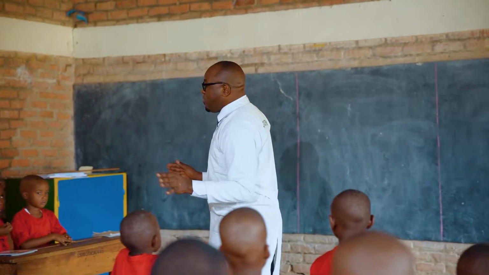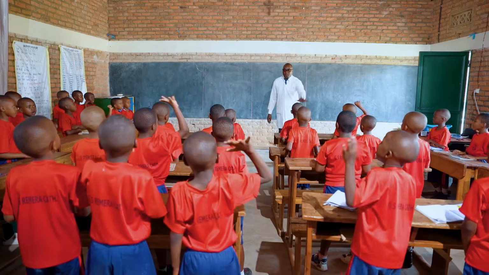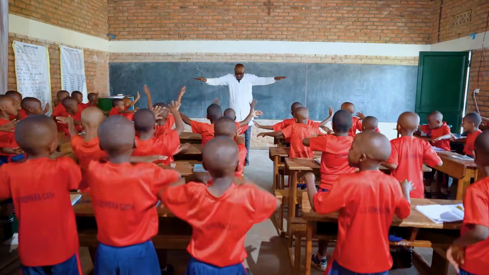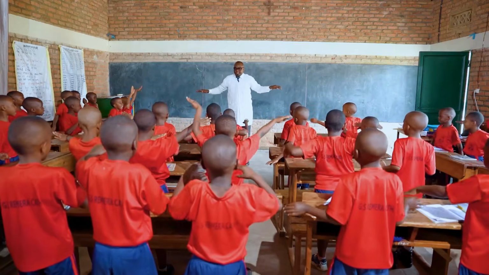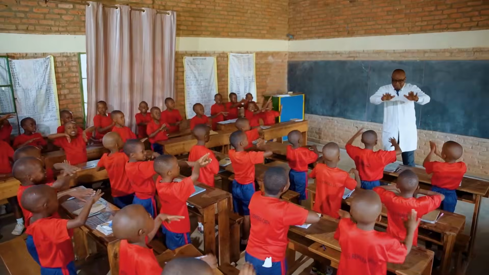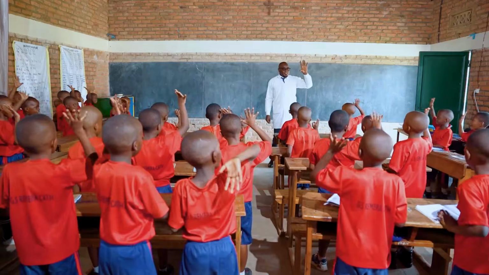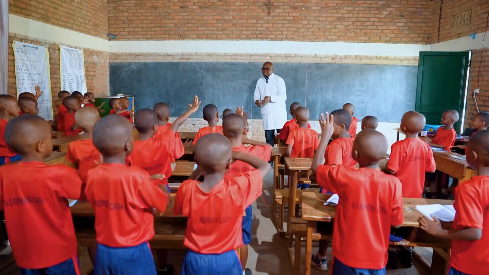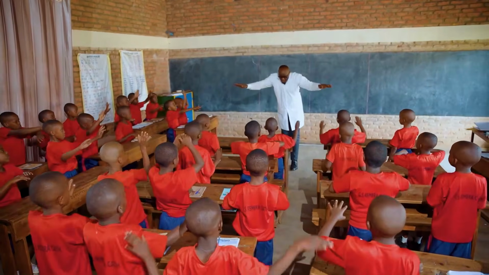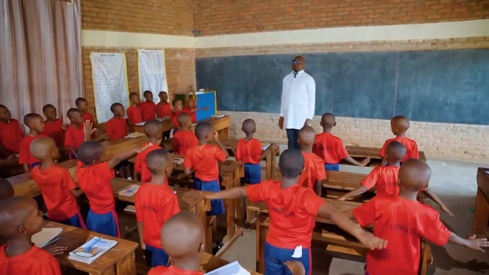The duck is going to swim in the water. Okay, let's start. 5 yellow ducks, 1, 2, 3, go. 5 yellow ducks swim in the water. Swim, swim, swim, swim.